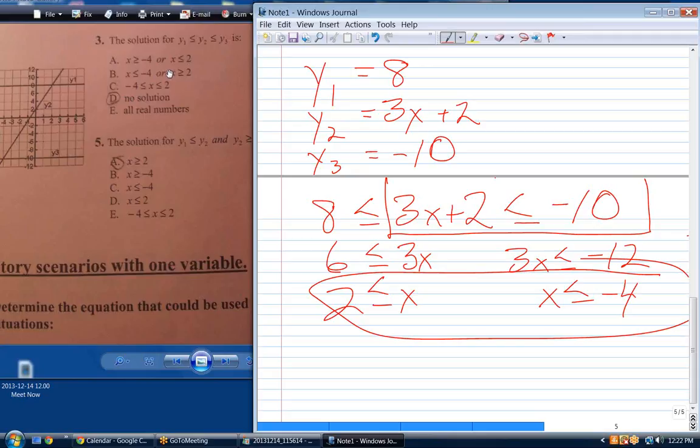Why is B not the answer? Seems to me that B is the answer. B is exactly what we came up with. We came up with x is greater than or equal to 2, and we came up with x is less than or equal to minus 4, which is exactly what B says.